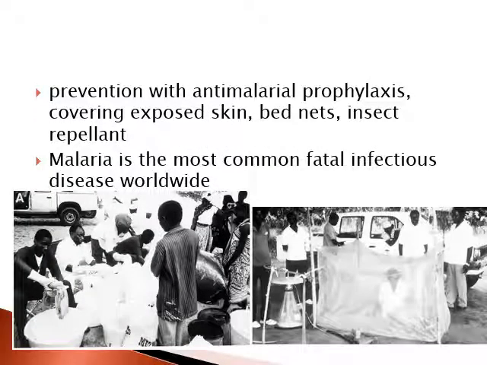Prevention of malaria involves anti-malarial prophylaxis for people who are going to malarial endemic areas, also covering exposed skin from the bites of mosquitoes, using bed nets, and also using insect repellents. Malaria is the most common fatal infectious disease worldwide because we can't control it till now.